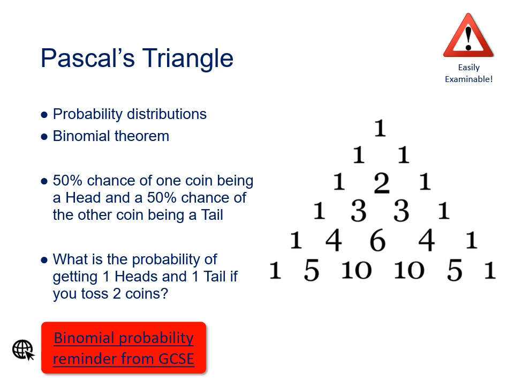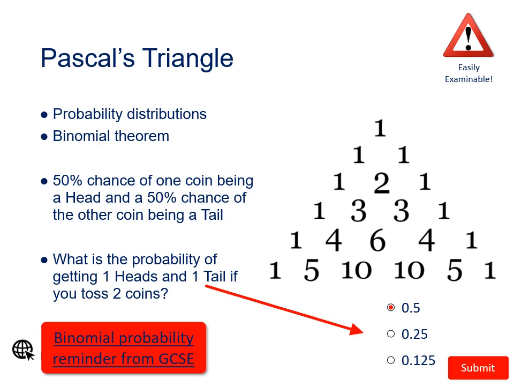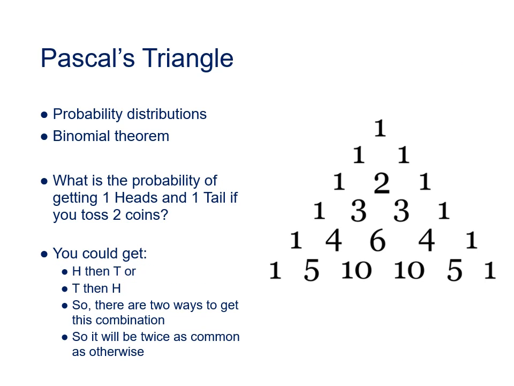But for the minute, let's just go through a simple example using the idea of coin tossing. What's the probability of getting 1 head and 1 tail if you toss 2 coins? And think about what we were discussing just a moment ago. With 2 coins, you can have a head and then a tail, or a tail and then a head. So there are 2 ways to get this combination, and therefore it will be twice as common as it would be otherwise. Now we can get this multiplier from the relevant row of Pascal's triangle.